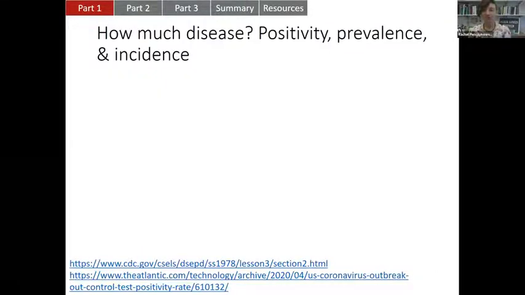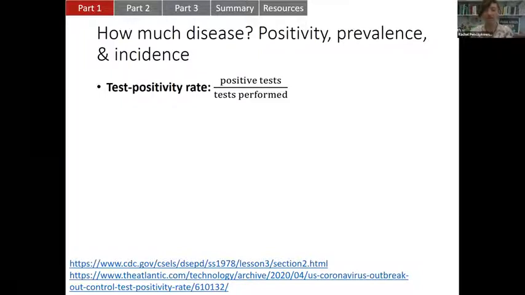So far I've just been reporting things in terms of numbers of cases, right? But there's a lot of different metrics, different indices to quantify how much disease is in a population. And these include words like positivity, prevalence, and incidence. And so before we go any further, we need to clarify what these things mean. So you may have heard about test positivity rates. So this is the fraction of the positive tests out of the total tests performed.